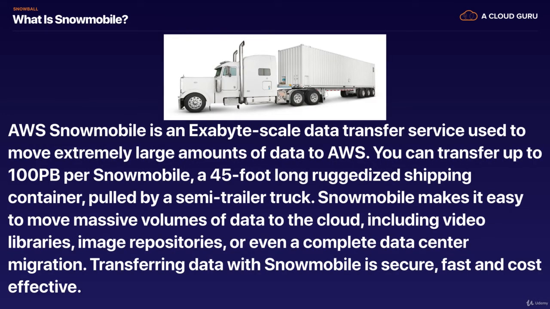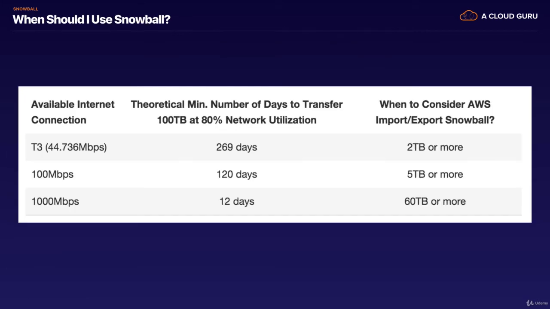So what is Snowmobile? Well, Snowmobile is just insane. It's an exabyte scale data transfer service used to move extremely large amounts of data to AWS. You can transfer up to 100 petabytes per Snowmobile. It's basically a 45-foot long ruggedized shipping container, pulled by a semi-trailer truck. It makes it easier to move massive volumes of data to the cloud, including video libraries, image repositories, or even a complete data center migration. Transferring data with Snowmobile is secure, fast, and cost-effective.